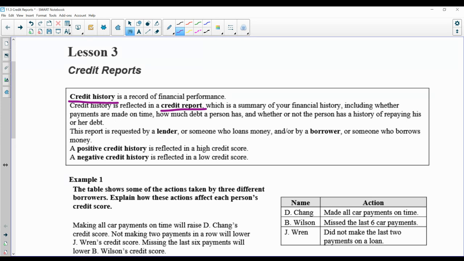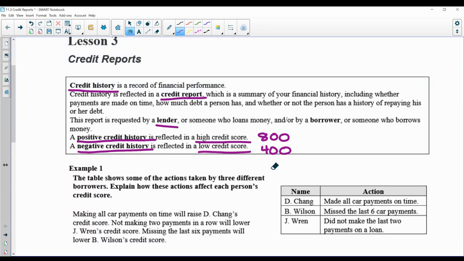Who would want to see this credit report? So this report is requested by a lender or someone who loans money and or by a borrower or someone who borrows money. So you could either have a positive credit history if you made payments on time and it's reflected in a high credit score. So maybe like for example in the 800s. A negative credit history is reflected in a low credit score. If you don't make payments on time, that would give you a low credit score, maybe like in the 400s.